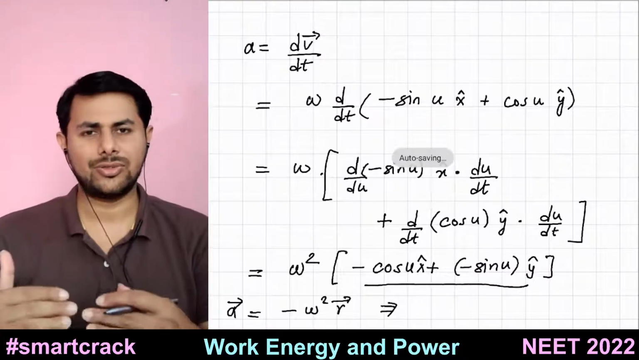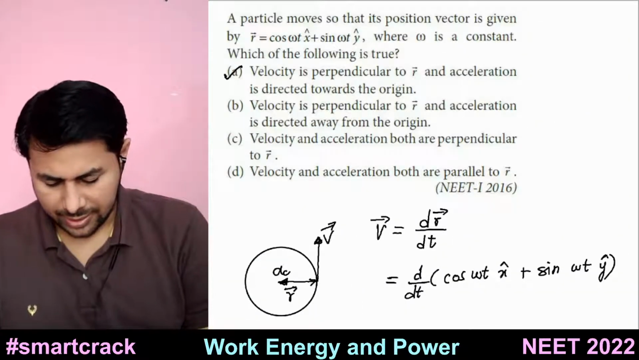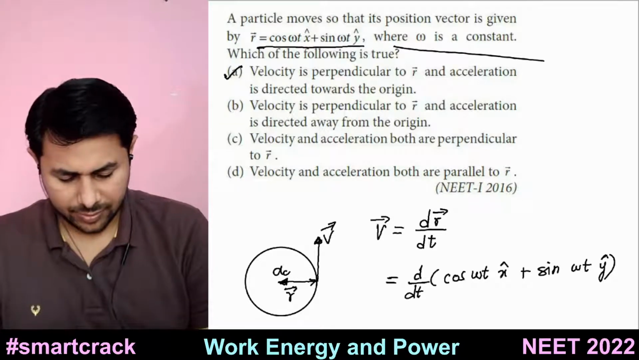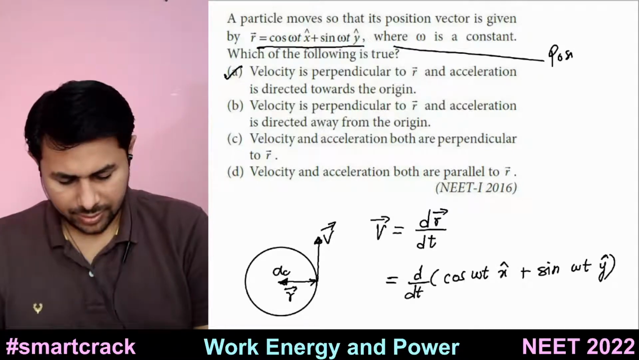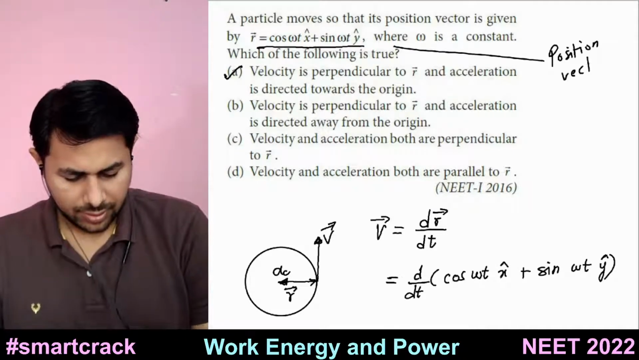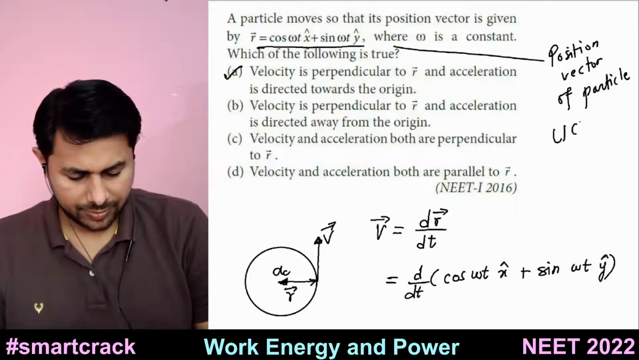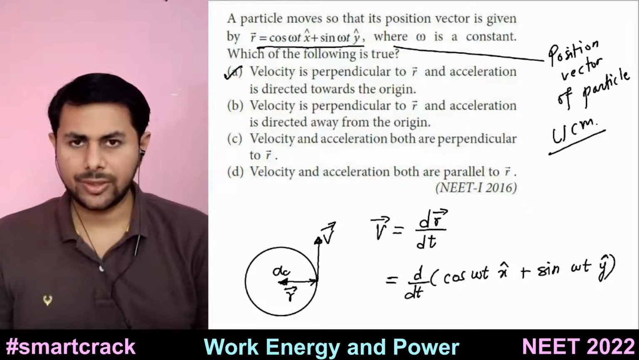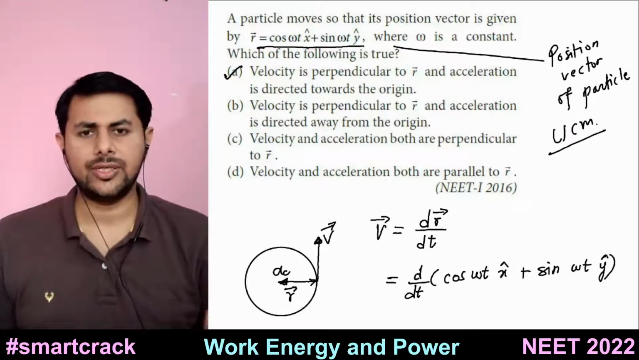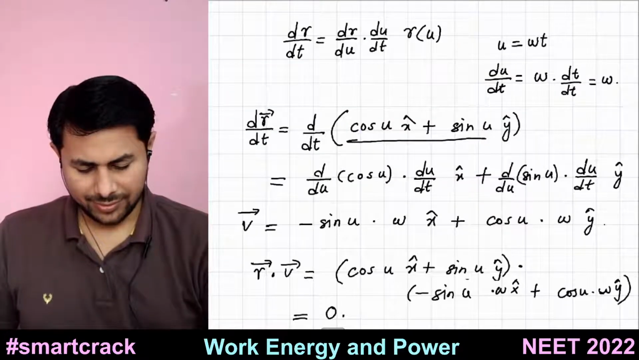If you don't know, you have to solve this part. If you know the formula, that this is the position vector of a particle performing uniform circular motion, then you directly know the answer, that velocity is perpendicular to r and acceleration is directed towards the origin. So this is the answer of the first question.